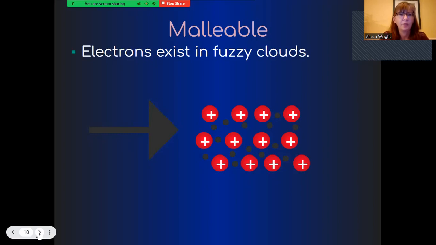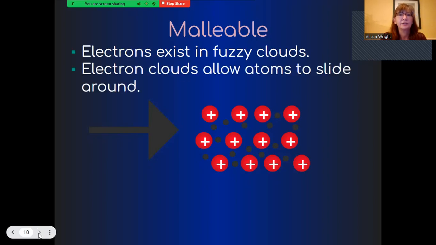I think that might be the end. Oh no, we've got a couple more little pieces of information here. So we know that the electrons exist in these fuzzy clouds, and those fuzzy clouds allow the ions, I should say, to slide around and not have to get too close to each other. Yeah, that's all we have.